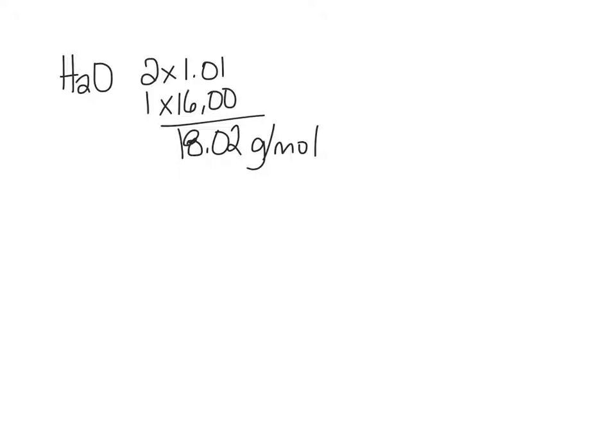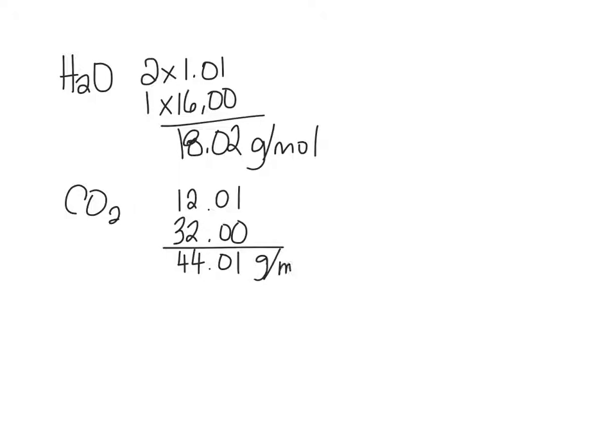Carbon dioxide, how many carbons? 1. So 12.01. How many oxygens? 2. What's 2 times 16? 32. Don't forget your zeros. All of the molar masses on the periodic table that I gave you have 2 decimal places. So you should always have 2 decimal places in your molar masses. So the molar mass of carbon dioxide is 44.01 grams per mole.